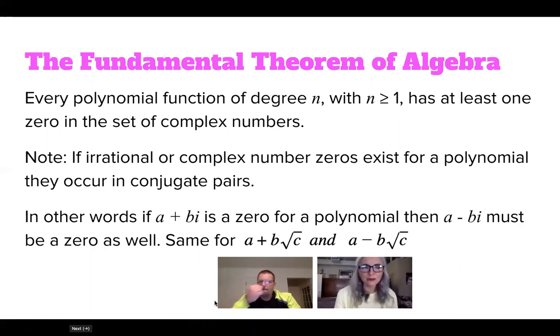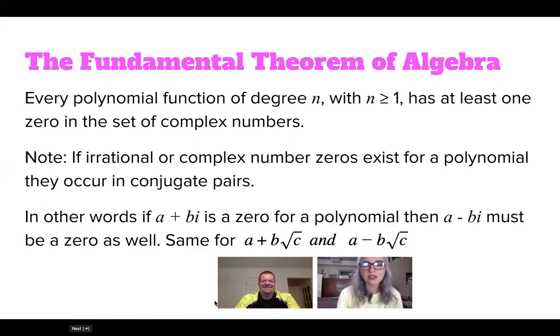Basically, the fundamental theorem of algebra just tells us that whatever the degree of the polynomial is, that's how many solutions we have. It says every polynomial function of degree n, where n is greater than or equal to 1, has at least one zero in the set of complex numbers. The set of complex numbers tells us that could be real solutions or imaginary solutions.